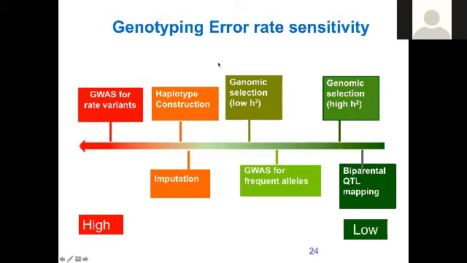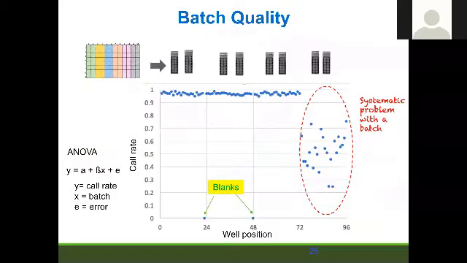So one of the important things to note is that not all the methods we use are equally sensitive to error rate. For example, if you are doing GWAS for rare variants, you would like to have very high quality genotyping, because your allele may be rare in this population, and we have to find it. But if you are doing some type of biparental QTL mapping, you can essentially identify the errors because there are so few recombinations going on. So it depends upon the method we're using. That's one of the key points.